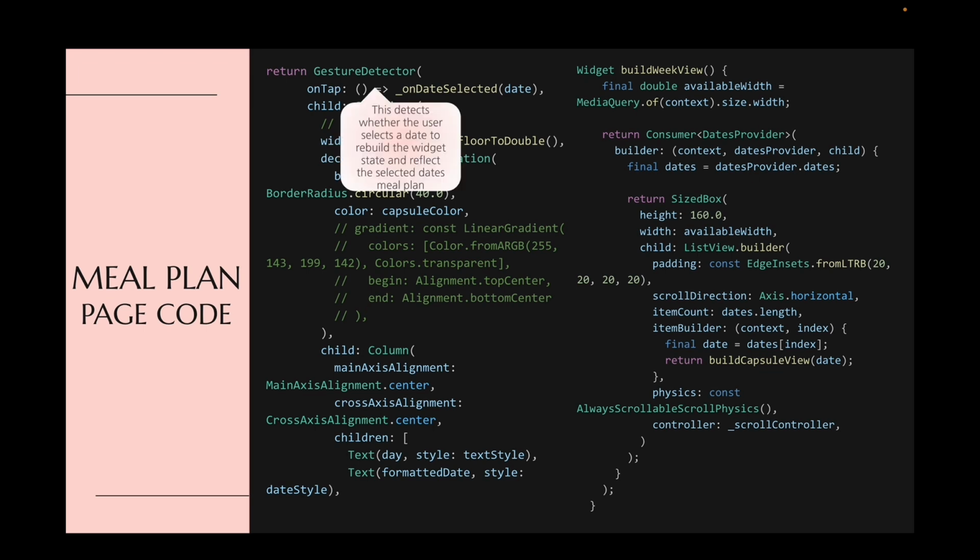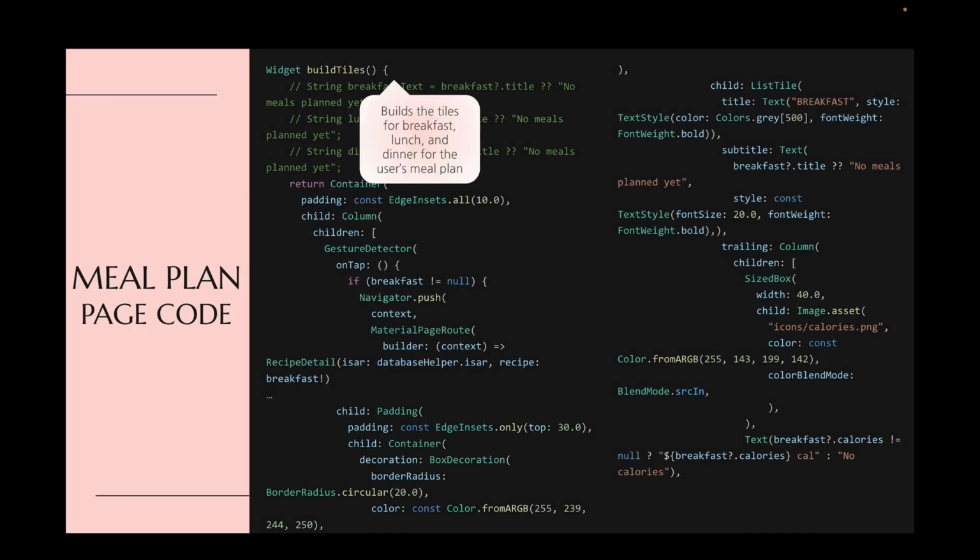And the build week view uses the capsule widget from earlier to build a horizontal scrollable view to allow the user to scroll through future dates and add a meal plan to.